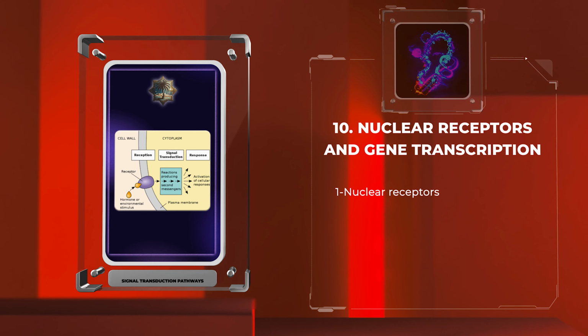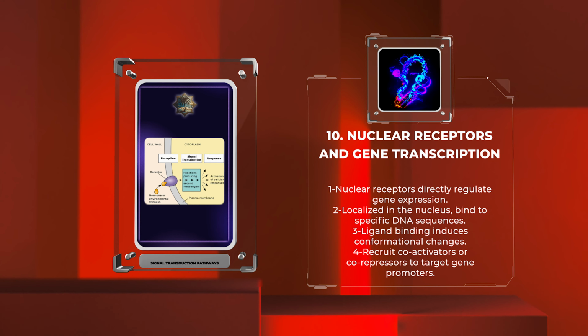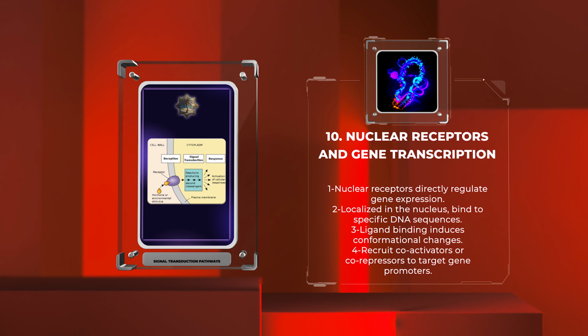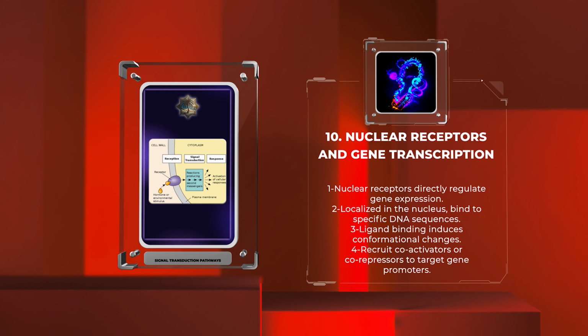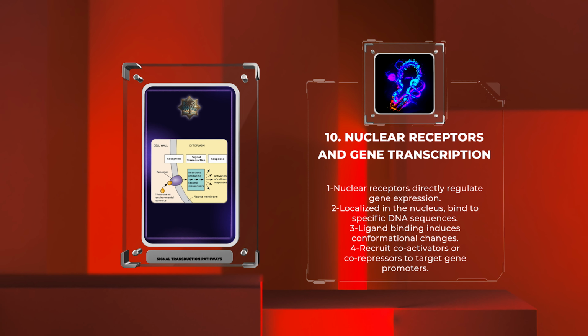Nuclear receptors are a class of transcription factors that directly regulate gene expression. They are named so because they localize to the nucleus and bind to specific DNA sequences known as hormone response elements. Ligand binding induces conformational changes in nuclear receptors, allowing them to recruit co-activators or co-repressors to target gene promoters. The interaction of nuclear receptors with co-activators or co-repressors influences the recruitment of RNA polymerase and chromatin remodeling complexes, ultimately dictating gene transcription rates. Nuclear receptors play critical roles in processes such as metabolism, development, and immune responses.